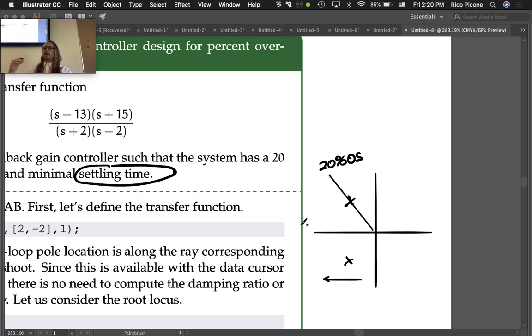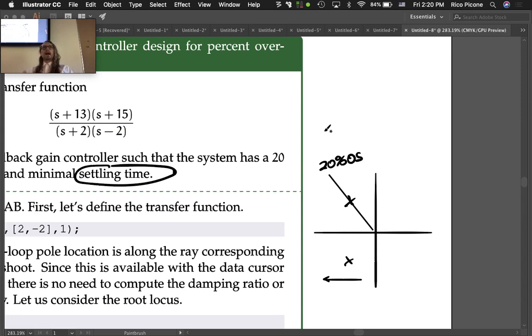So this is the sort of general idea that we get. This is sort of step 1 for our design. Where do we want our closed loop poles to be? Well, since we have a minimization question, we want to move these as far leftward as possible but beyond that ray, we don't have a precise location that we want. But we know in general we want to be on that 20% overshoot line or close to it probably. And we want to be as leftward as possible.